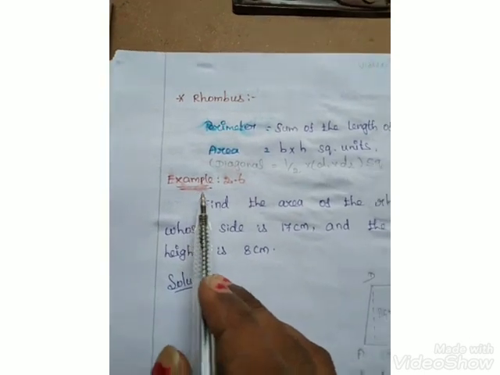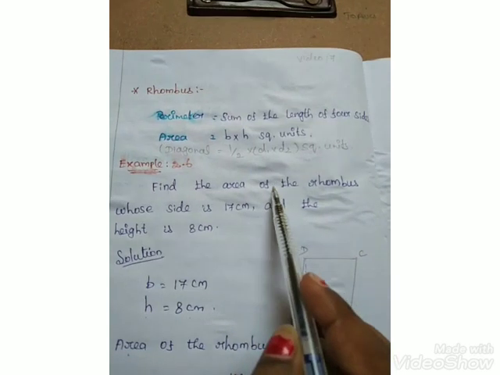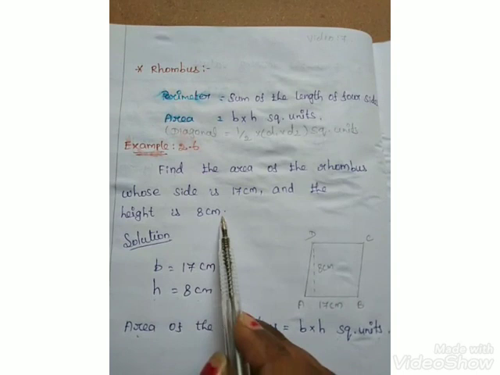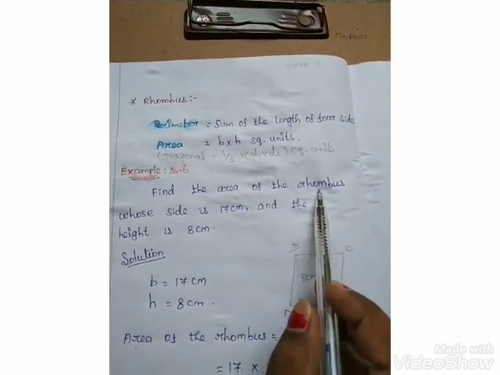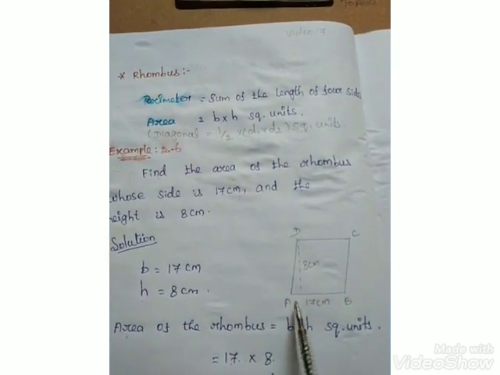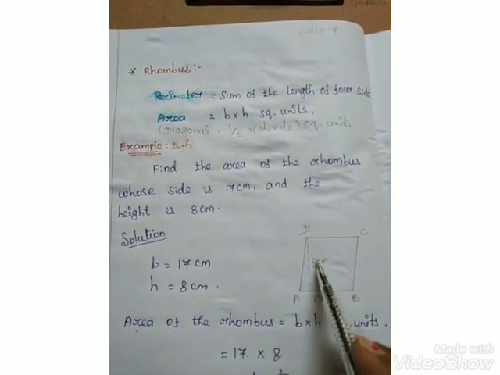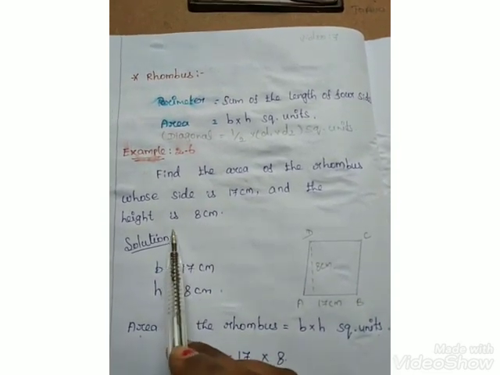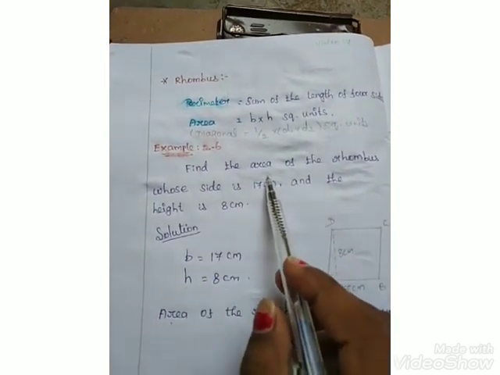Okay, now you see example 2.6. Find the area of the rhombus whose side is 17 centimeter and the height is 8 centimeter. So we find out the area of the rhombus given that one side is 17 centimeter, which means the base, and the height is 8 centimeter. So given that base is equal to 17 centimeter, height is equal to 8 centimeter. We find out the area of the rhombus.